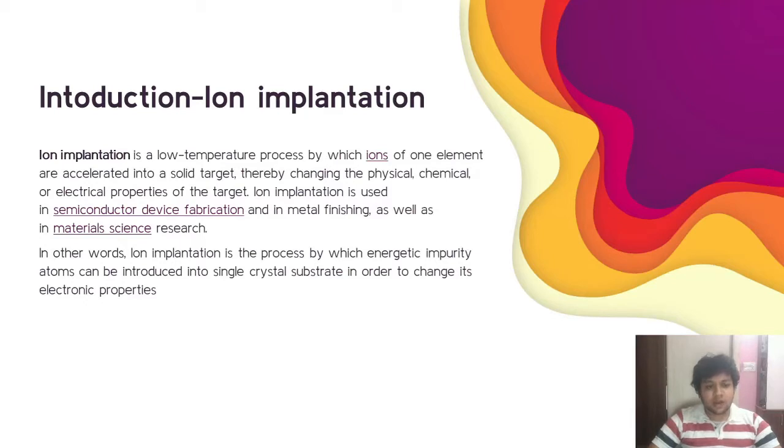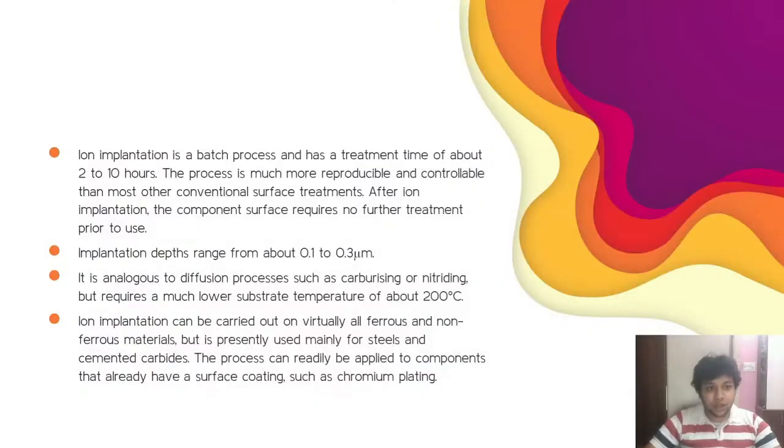In other words, ion implantation may be defined as the process by which energetic impurity atoms can be introduced into a single crystal substrate in order to change its electronic properties. So this process is clearly a surface treatment process and not a surface coating process. Ion implantation is a batch process. That means it cannot be done together as a whole, but it should be done batch by batch, and it has a treatment time of about 2 to 10 hours.